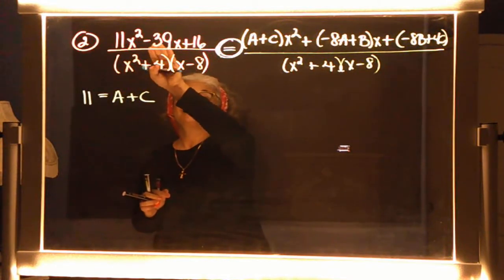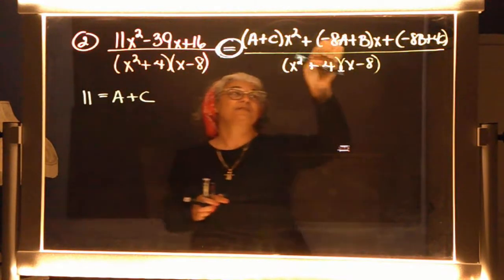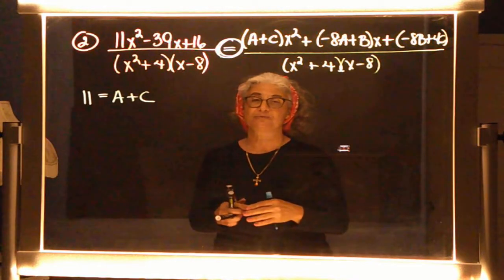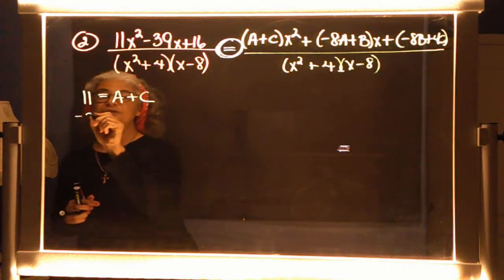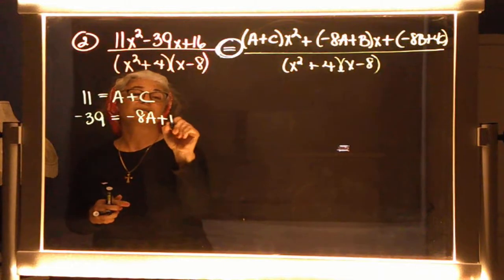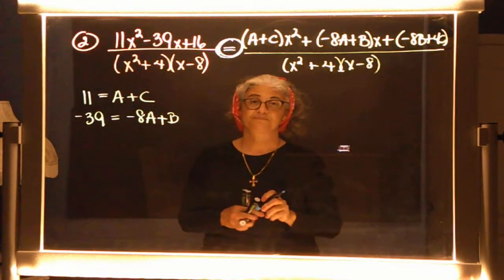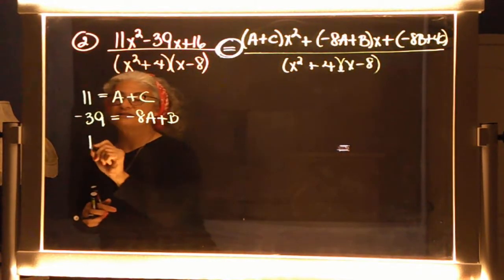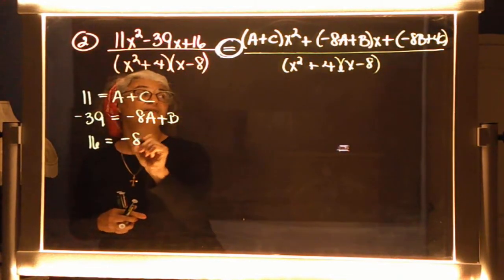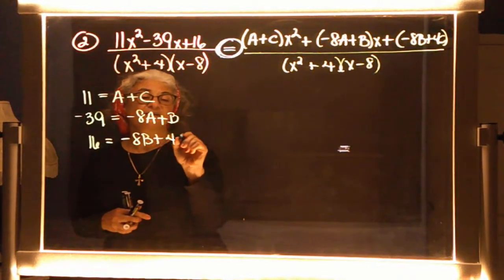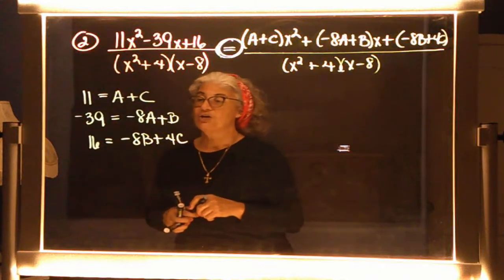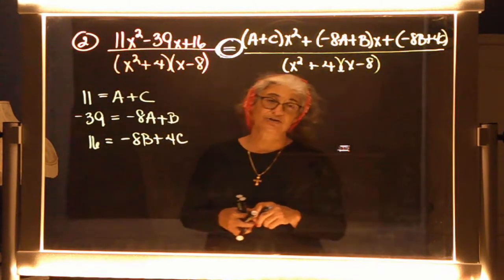Over here on the left, I have a negative 39x. Well, on this side, I have this parenthesis in front of x. So what has to be true? Yeah, the negative 39 has to be equal to a negative 8a plus b. And last but not least, I have the constant of 16, which must be equal to this constant over here of negative 8b plus 4c. Are y'all with me? Okay, so I have a system of 3 equations and 3 unknowns.